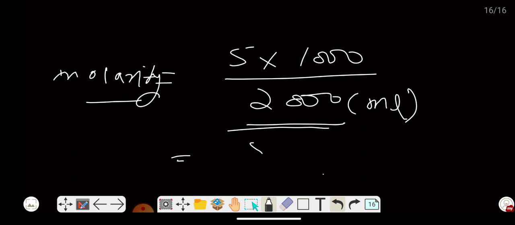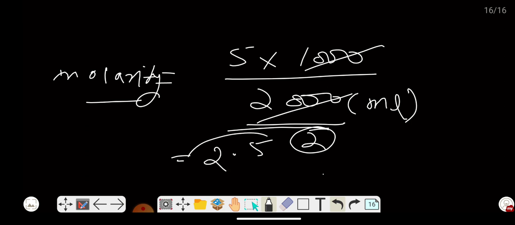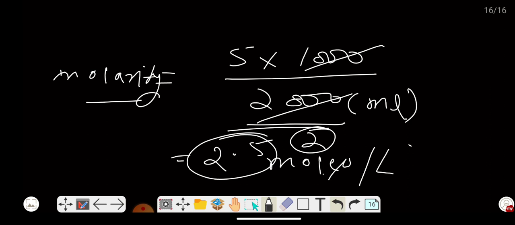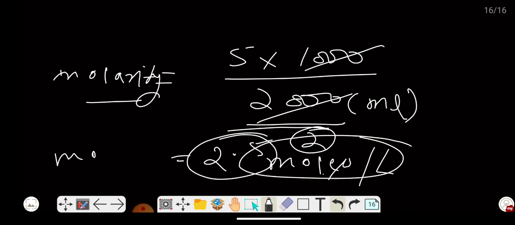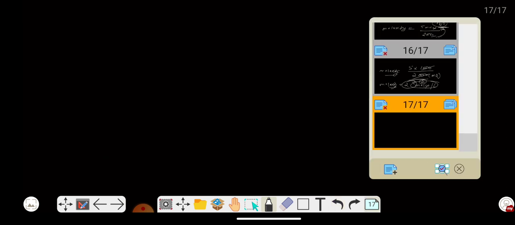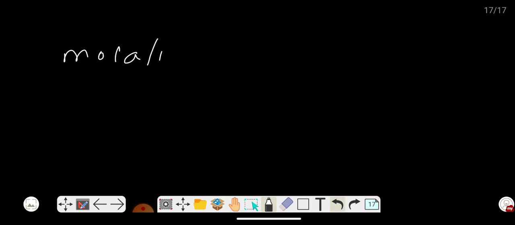So this will be 5 divided by 2, which is 2.5. So molarity is 2.5 moles per liter of solution. This will be the molarity of the solution. Now the second term is molality.